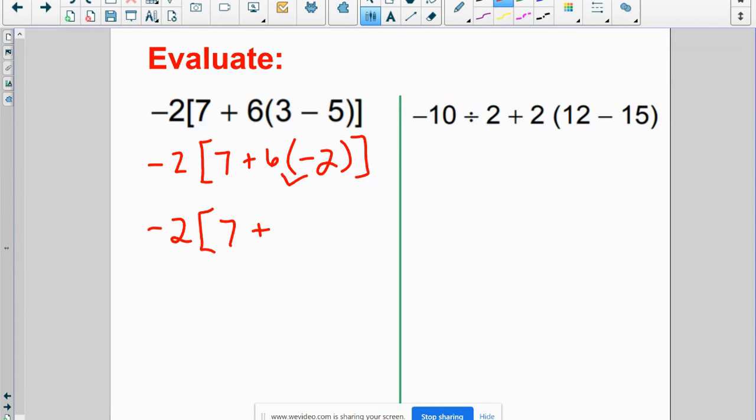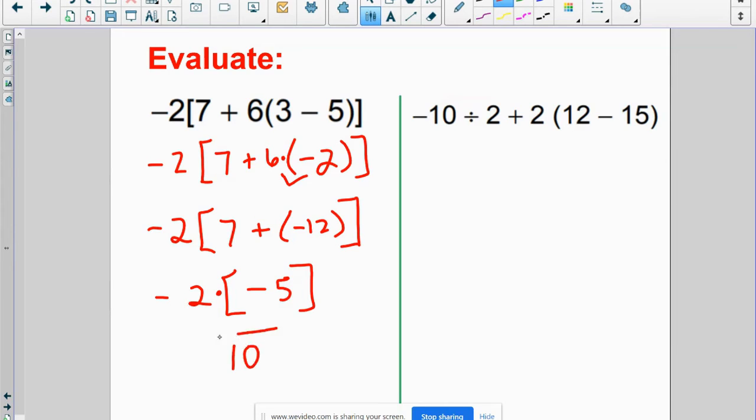So 6 times negative 2 is negative 12. Now we can go ahead and add to finish off what's inside the grouping symbols. And 7 plus negative 12 is negative 5. And finally, the last thing we have is that multiplication. For the same reason we had up above with the parentheses, that negative 2 right in front of the square bracket means you're multiplying. A negative times a negative is a positive, so that ends up being 10. On our second example, you could certainly pause the video and try this for yourself.